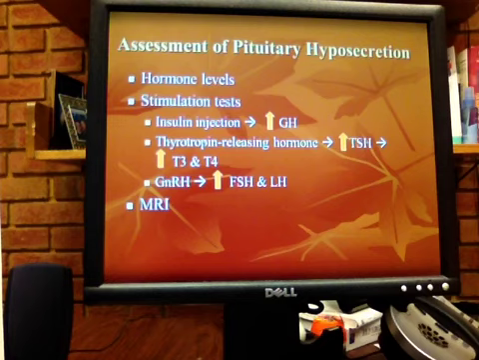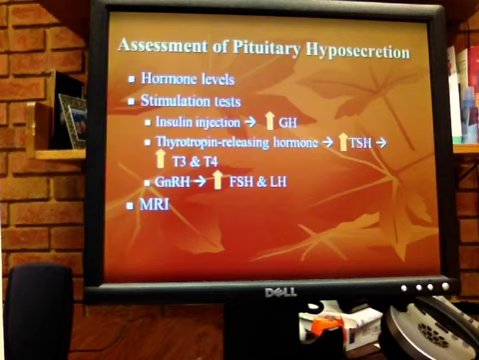Another is the Gonadotropin-Releasing Hormone. Gonadotropin-Releasing Hormone comes from the hypothalamus, and when you give that hormone IV, you should get LH and FSH going up. FSH and LH are your pituitary hormones. So those are some stim tests, and what you have there on that screen are the normal responses that those stim tests should produce.